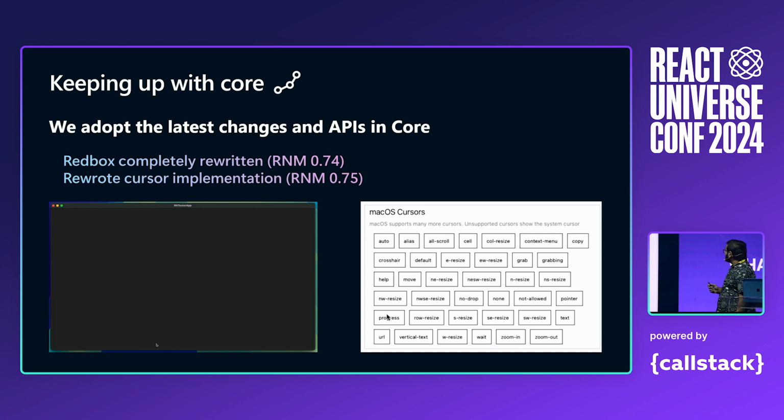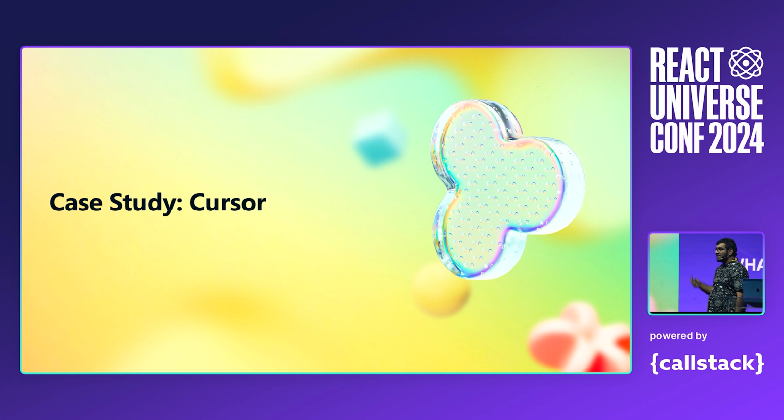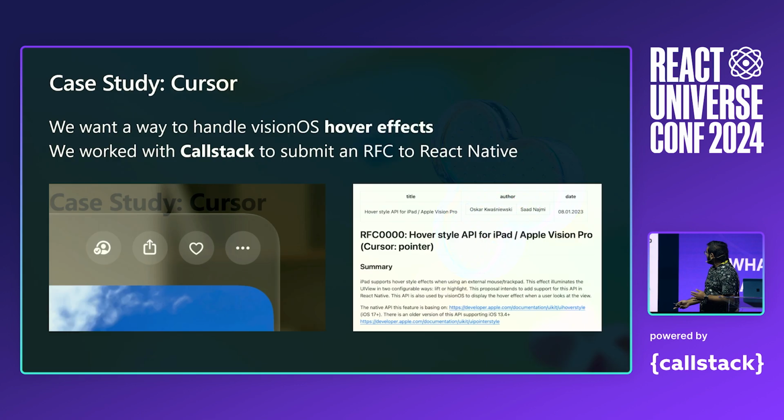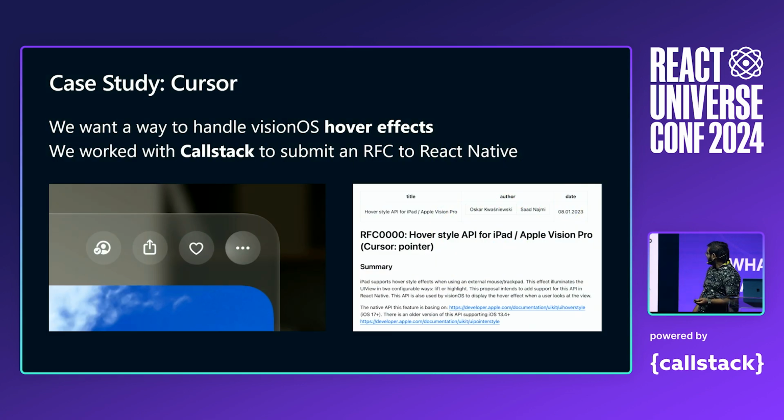All right, let's talk about cursors for a bit, because I found this one kind of interesting. We've had the cursor prop in React Native macOS for quite a while. That was also, by the way, an open source contribution from Infinite Red, so thank you for that. And that's just been there, sitting there. Fast forward to this year, and we're talking with CallStack because we need to get this hover effect working on VisionOS. This is a VisionOS-specific property where your eyes look, there's a little gaze, highlighty hover thing.